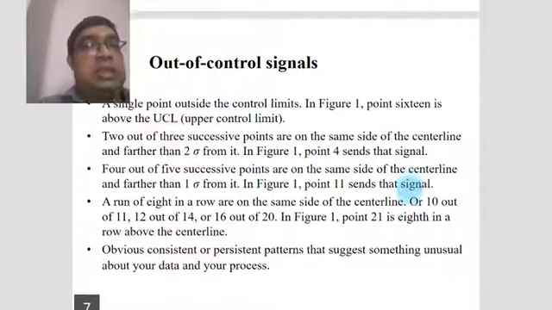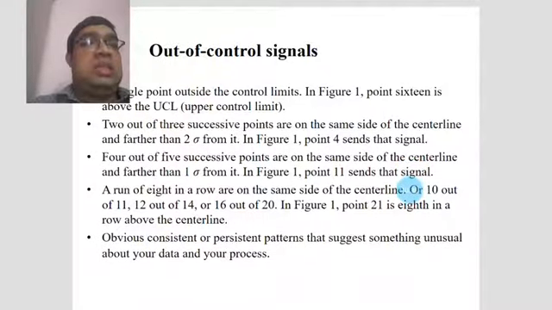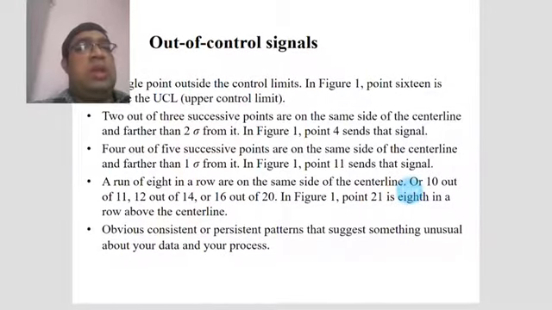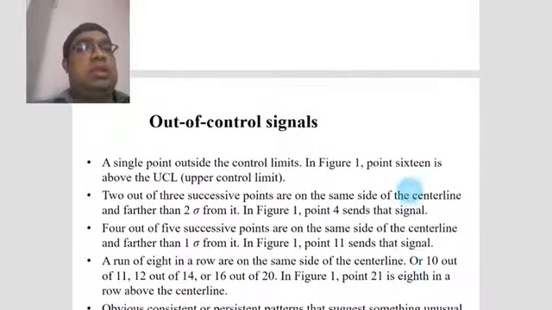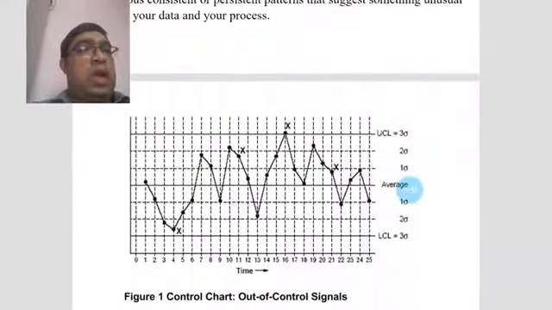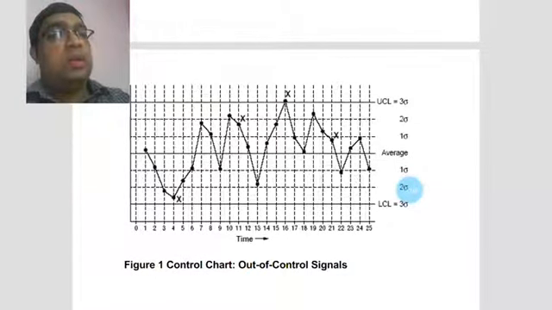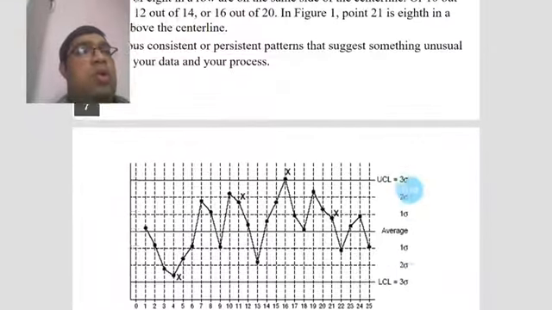And another thing, 2 out of 3 successive points are on the same side of the center line and further than 2 sigma from it. Just like that, you can see in the figure, on the control chart, the control signals, the 1 sigma and 2 sigma lines are given. This one is 2 sigma, and this is the upper control line.